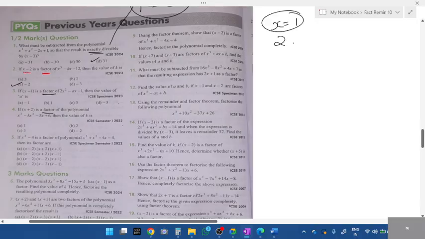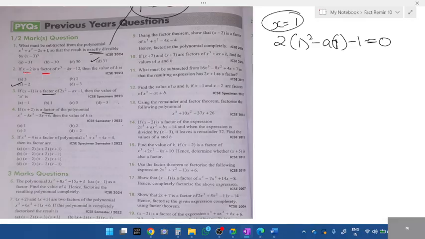Okay, if it is MCQ, just take directly one and substitute, like this, like this. Both fourth and fifth as well. Fifth: x square plus y square, factor of a polynomial. Then its factors are.